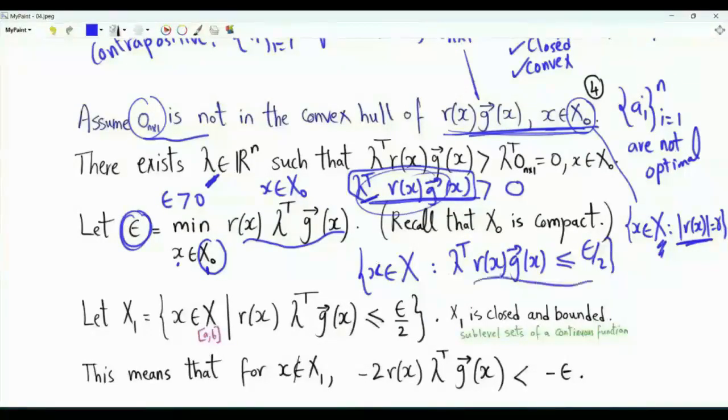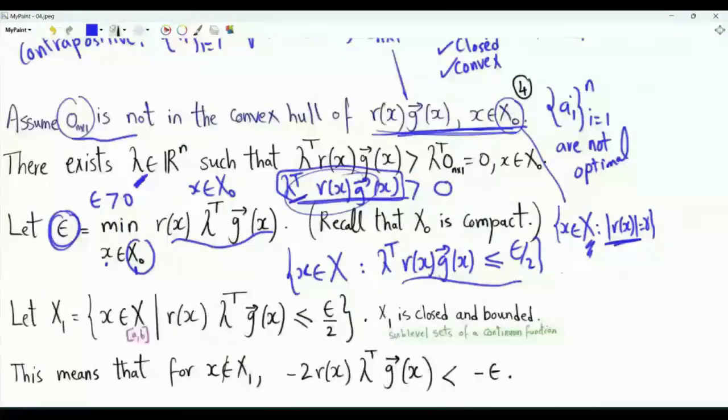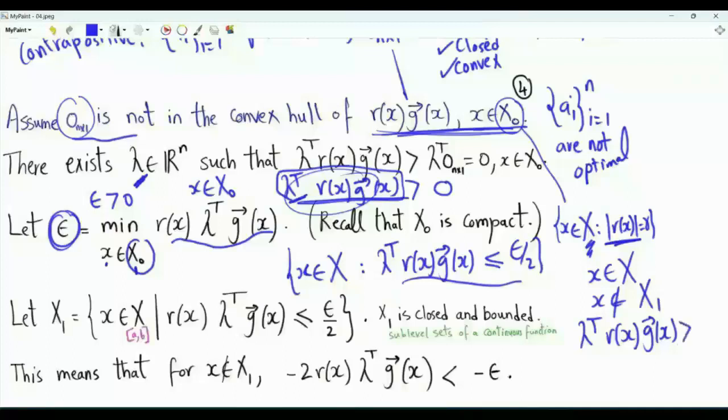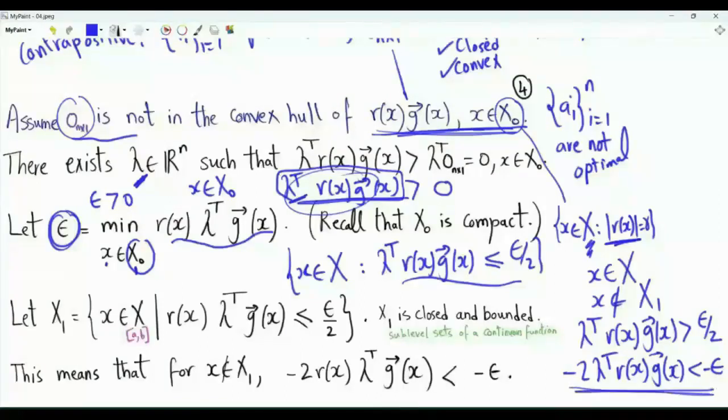All the points small x satisfying this inequality will be in the set big X sub 1. If there is a point small x in big X, but small x is not in X1, then we know that for this small x, lambda transpose Rx G arrow of x is strictly greater than epsilon over 2. If we multiply both sides by -2, then -2 lambda transpose Rx G of x is strictly less than minus epsilon. We can use this inequality for later bounding if small x is not in the set big X sub 1. This set, by the way it is defined, and since this function is continuous, is also a compact set.